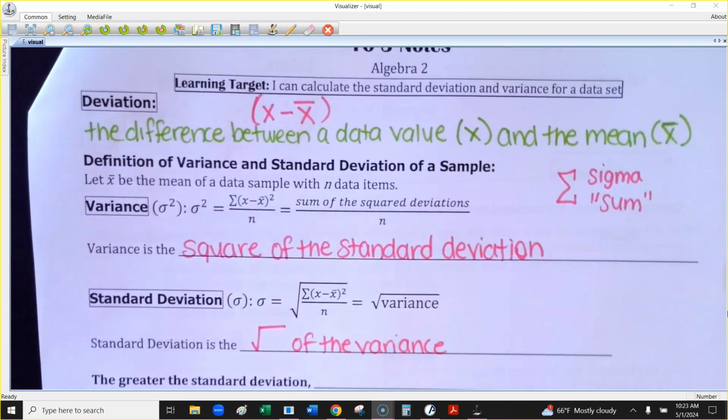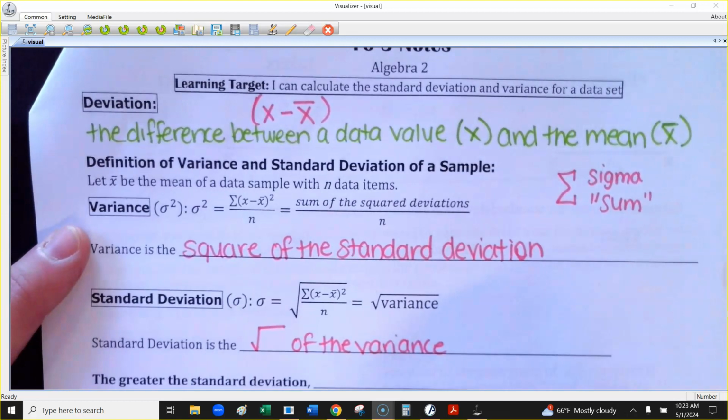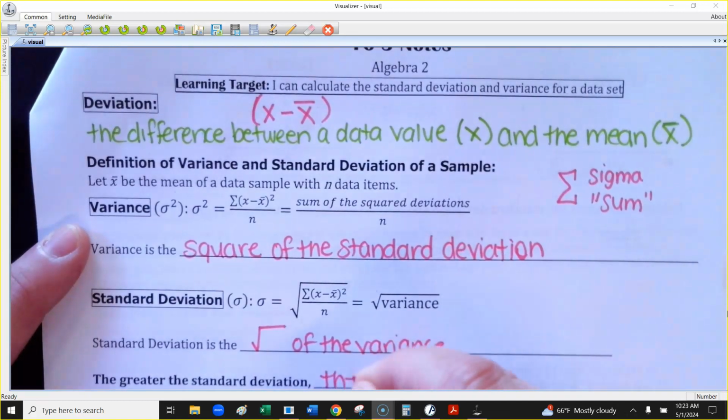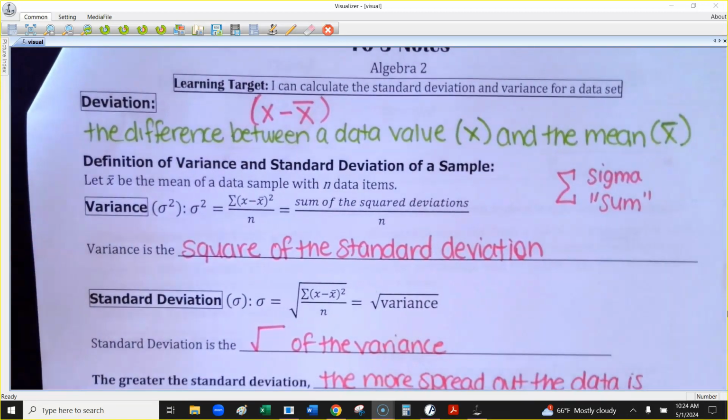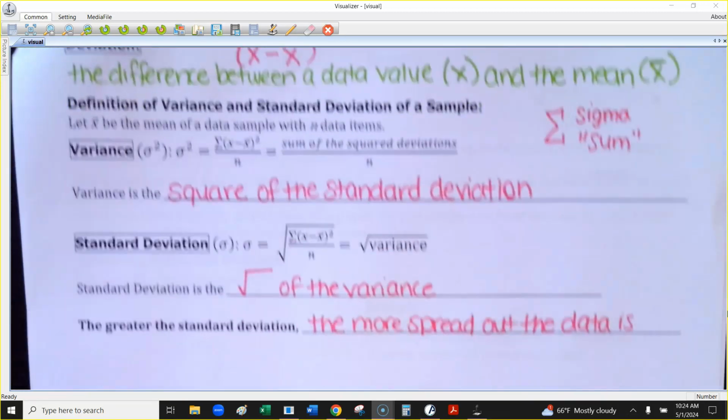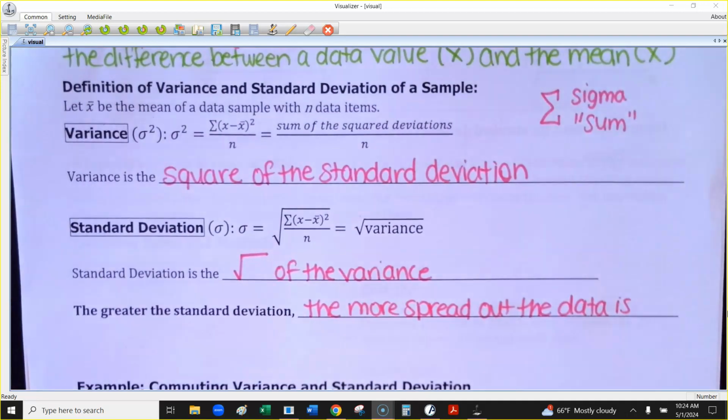Okay, now the greater the standard deviation, the more spread out the data is from the mean, basically. So the bigger your standard deviation, the more spread out your data is going to be. We're going to do some stuff today to show some visuals of this to hopefully make this look better.